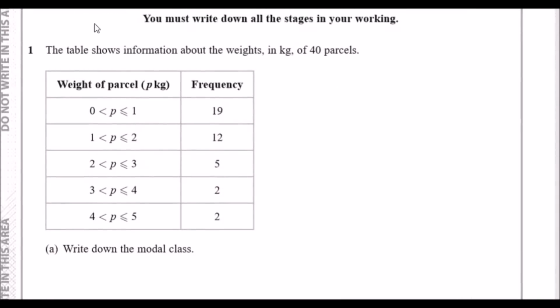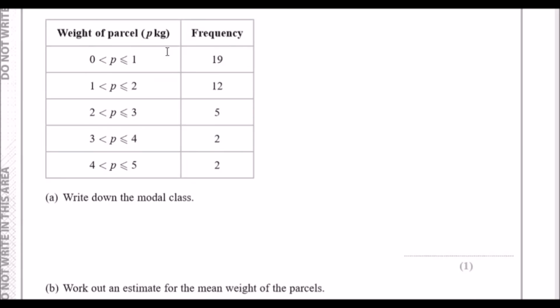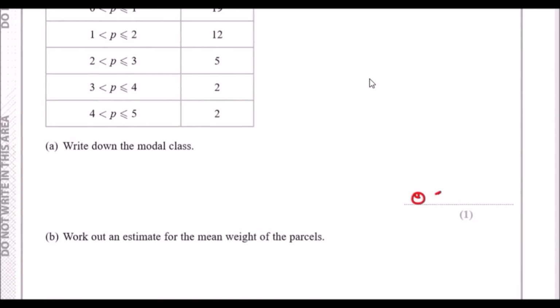So, number 1. The table shows information about the weights in kg of 40 parcels, okay? So this tells you, for example, the parcel weighs between 0 and 1 kg and there's 19 of them, and so on. Write down the modal class. Now, modal is literally the mode, meaning the most popular or the most common. And clearly, the most common is 19 parcels between 0 to 1. So the modal class is 0 to 1, okay, because there's 19 of them.